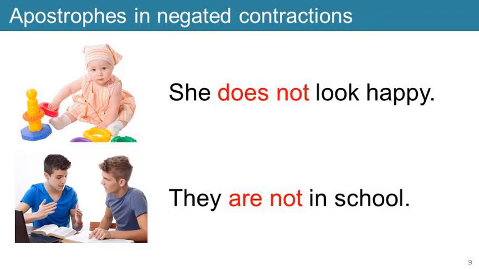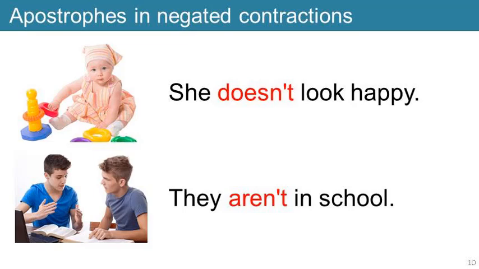A third type of contraction happens when an auxiliary verb continues with the word not in a negative sentence. So here we have 2 sentences before contraction. She does not look happy and they are not in school. In the contractions doesn't and aren't, the apostrophe replaces the letter O in the word not.